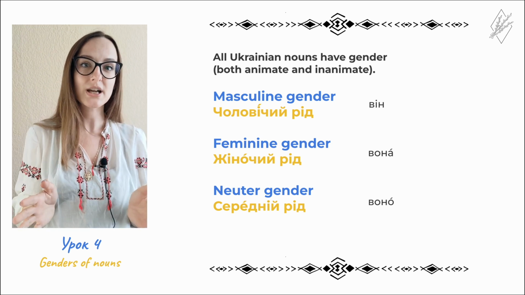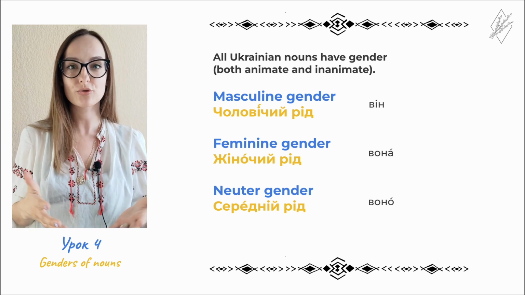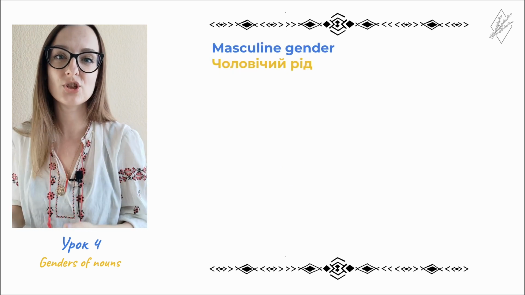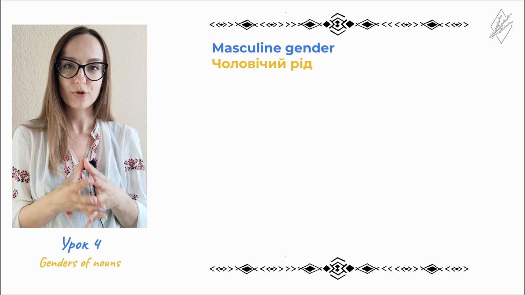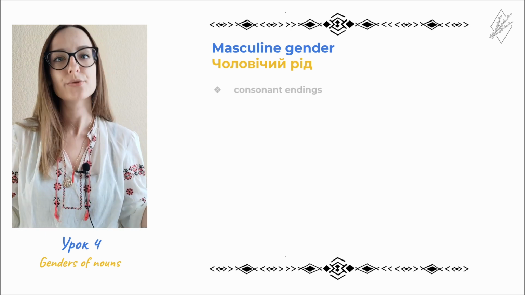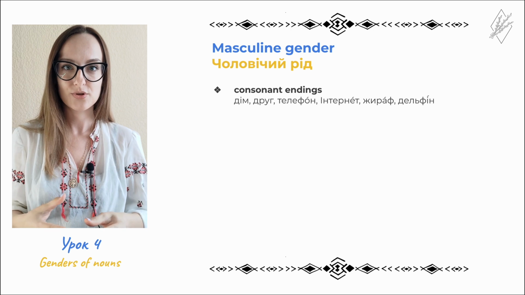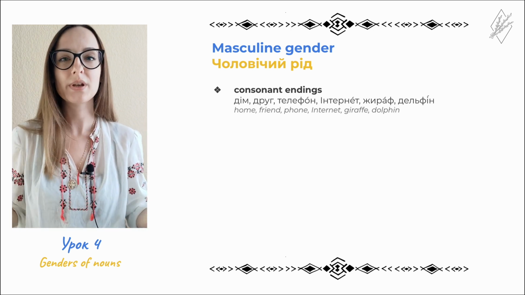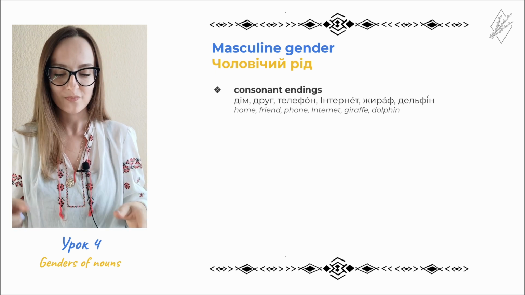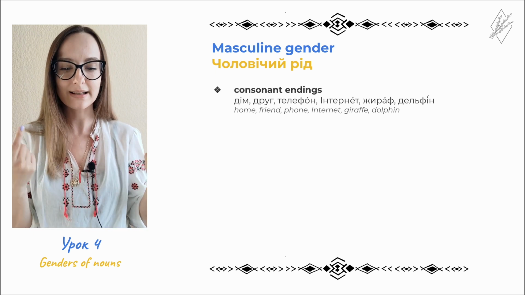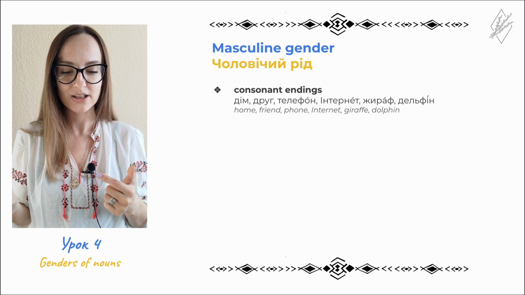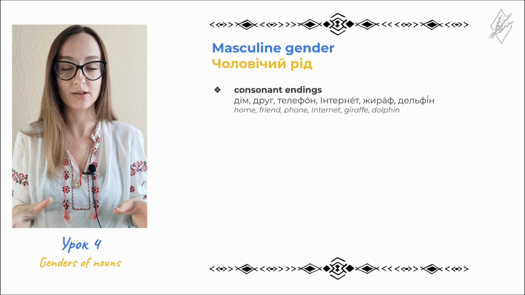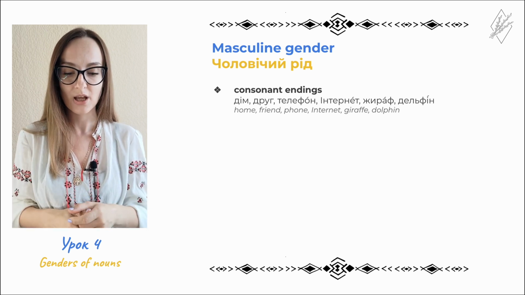So let's find out how to define the gender of the Ukrainian nouns. And at first we will talk about masculine gender, чоловічий рід. So, first of all, most of the Ukrainian nouns with any consonant in the end will be masculine. For example, дім, друг, телефон, інтернет, жираф, дельфін. They all have a consonant in the ending, so they are masculine words.